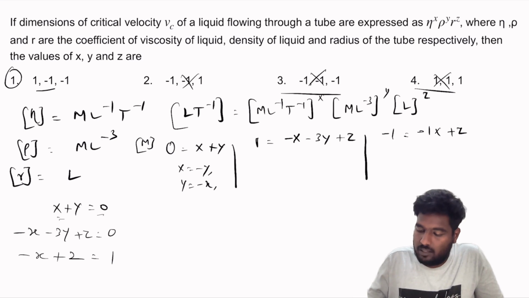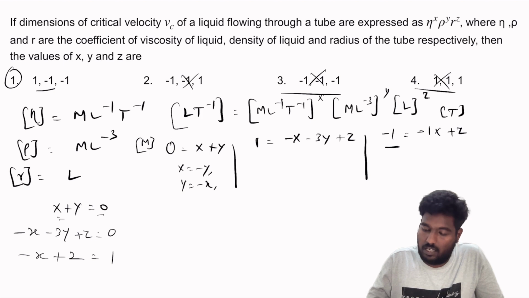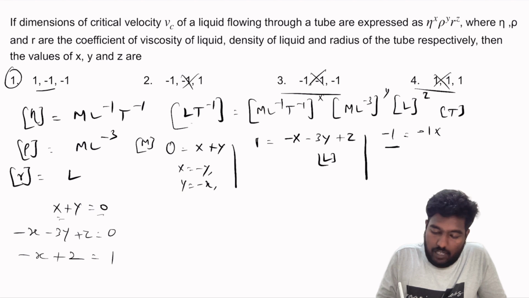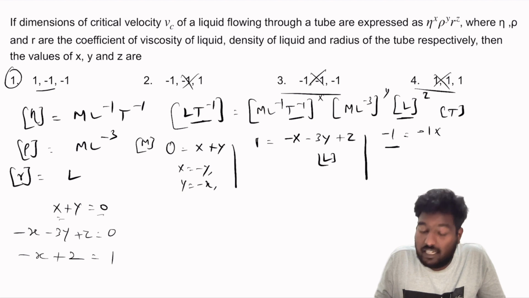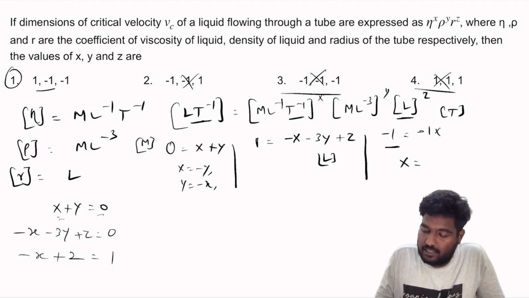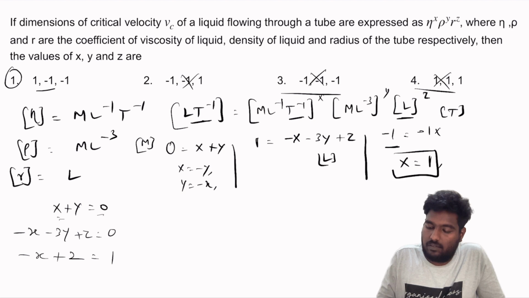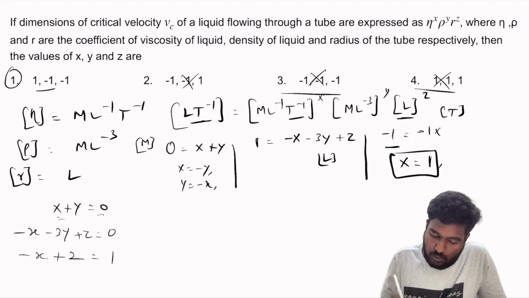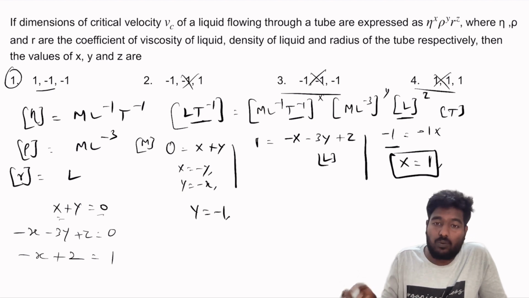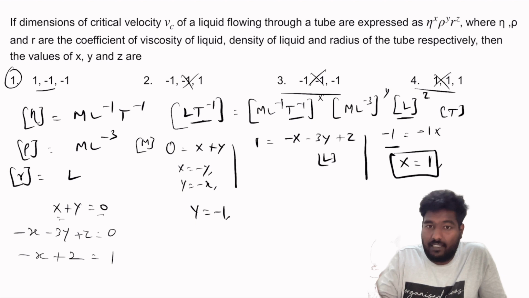Okay, small correction. I made a small mistake in the question about the dimension of critical velocity. We are comparing the dimensions of T. It will not contain Z because we have L T power minus 1; only minus X is here. So this doesn't have T. So X is 1, and Y is minus X, so Y is minus 1. So with X as 1 and Y as minus 1, you can find the solution of this equation rather than just substituting the answers.